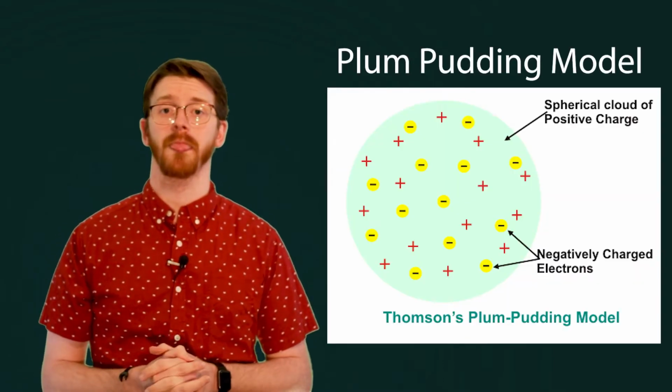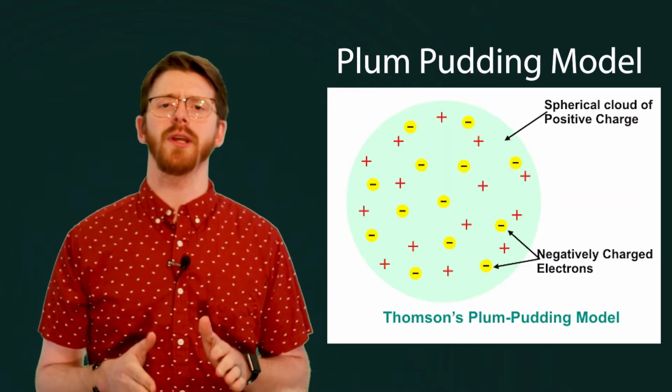Now, up until then, scientists were too busy mostly arguing on whether or not atoms even existed, much less trying to determine their composition. So J.J. decided to take his newfound discovery of the electron and put it into a model. This is how we got the plum pudding model.